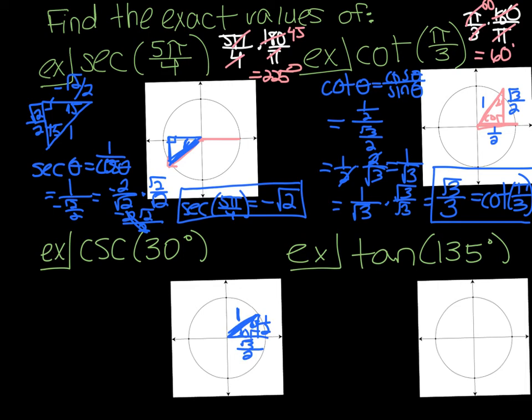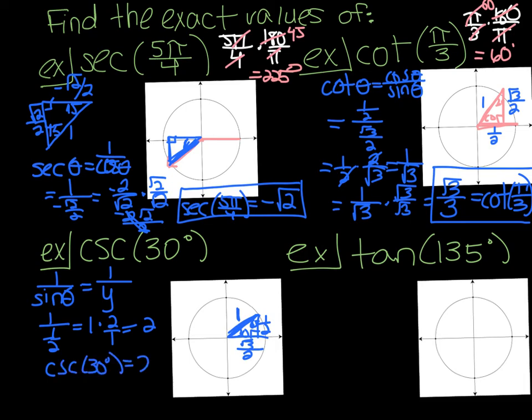Now we know that the cosecant of an angle is the same thing as 1 over the sine of that angle, which is the same thing as saying 1 over the y value. So this is going to be 1 over the y value, which is 1/2. When we keep change flip, we get 1 times 2 over 1, which means 2. So the cosecant of 30 degrees, make sure you have the degree symbol in there, is 2.